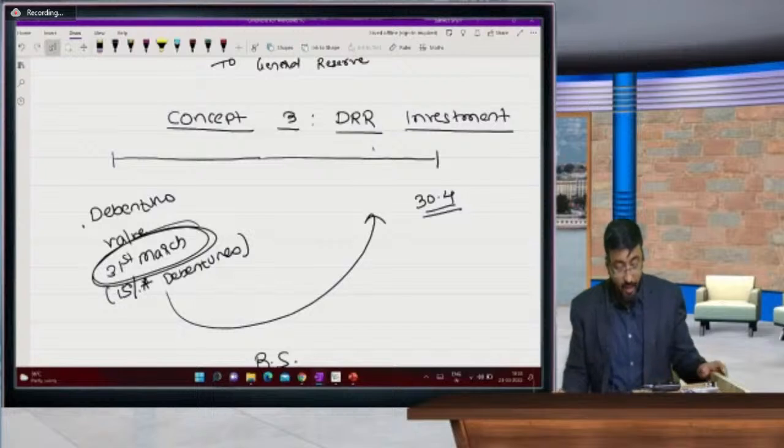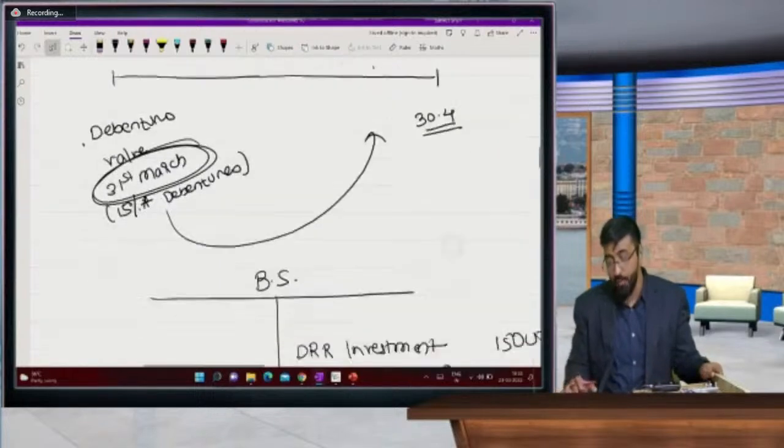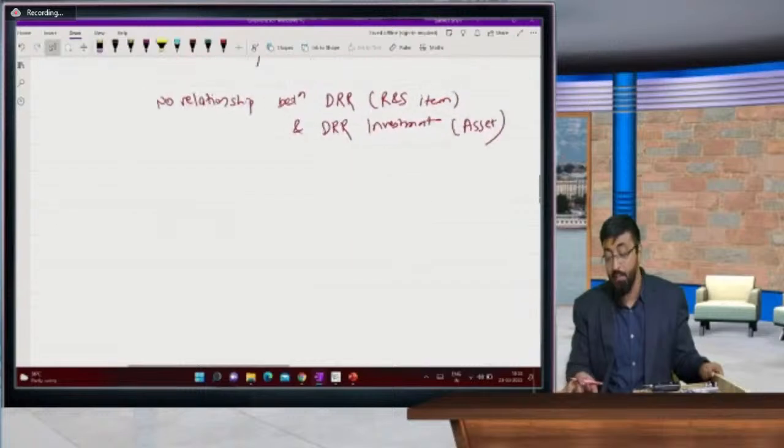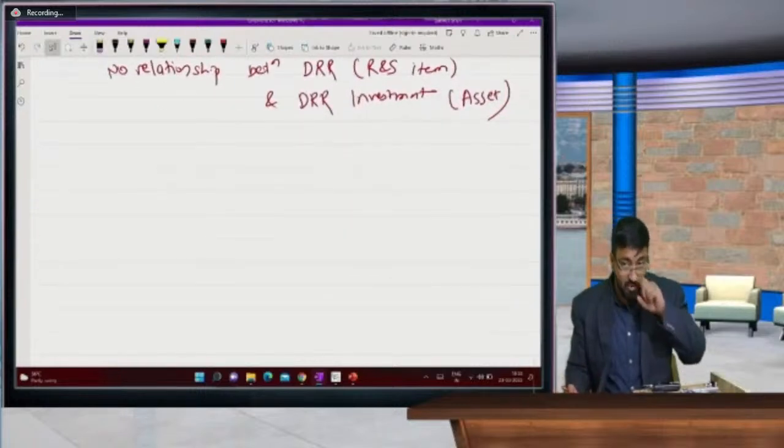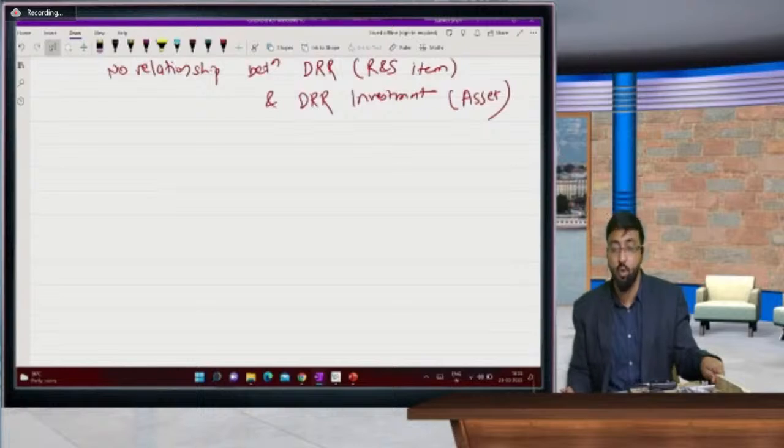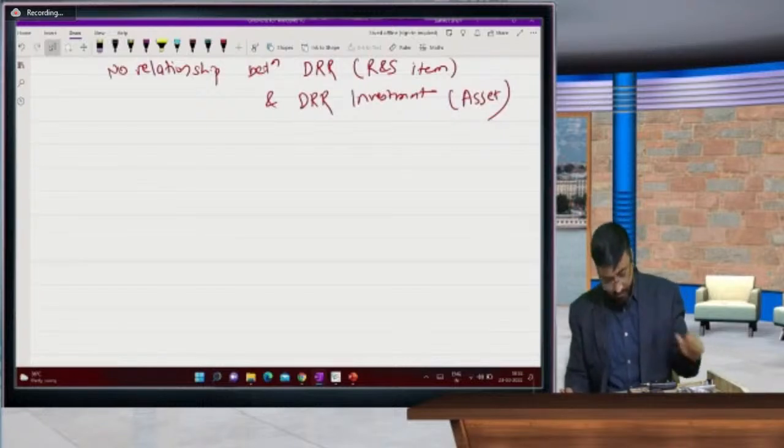Sir, is this chapter important from the theory point of view or the practical point of view? Beta, this is normally from the practical point of view. Questions like DRR investment account, where to invest, and all these are once in a blue moon. In 10 attempts they can ask you maybe once, but the basic DRR entries they are going to ask you.